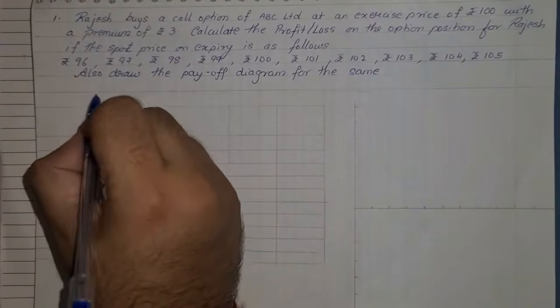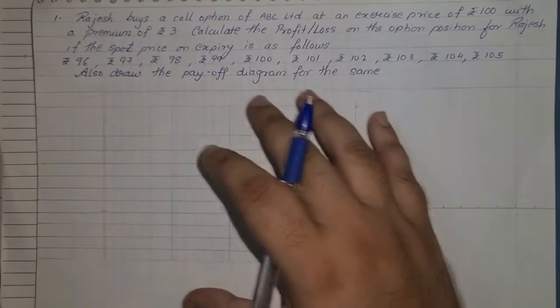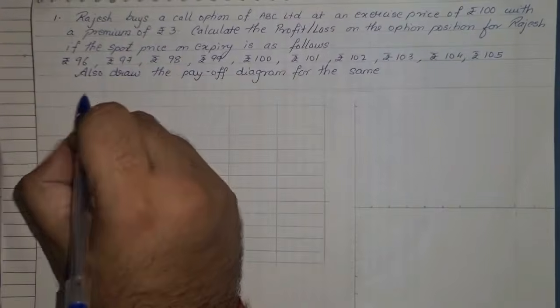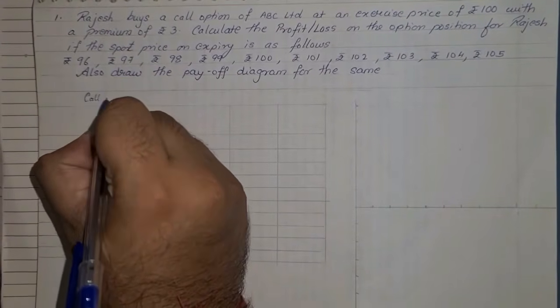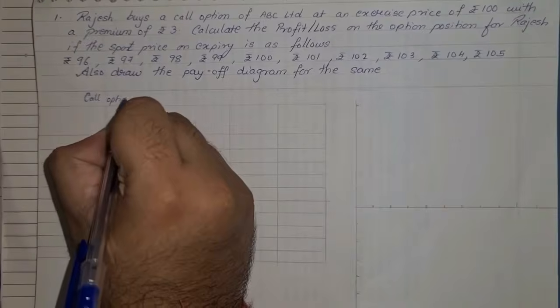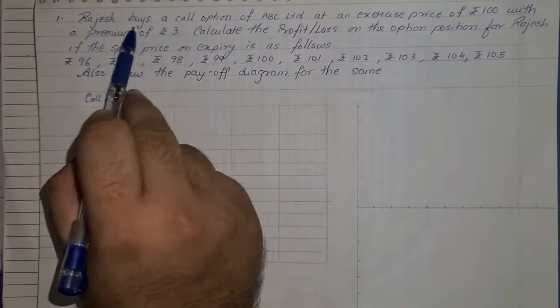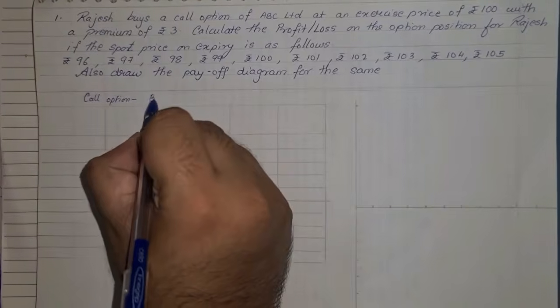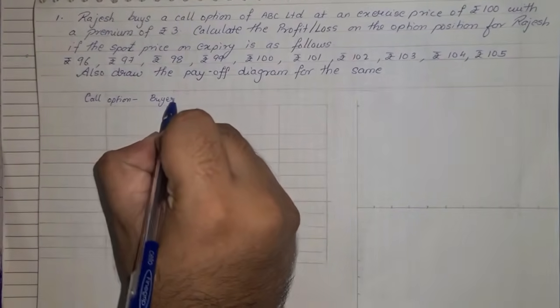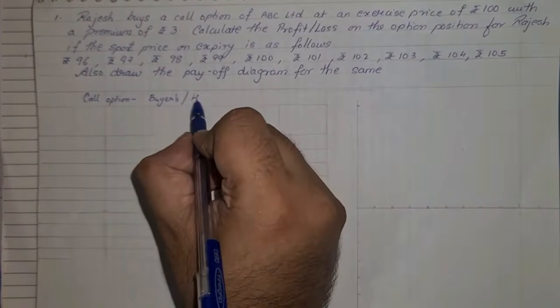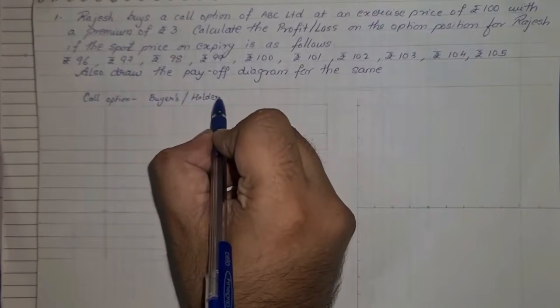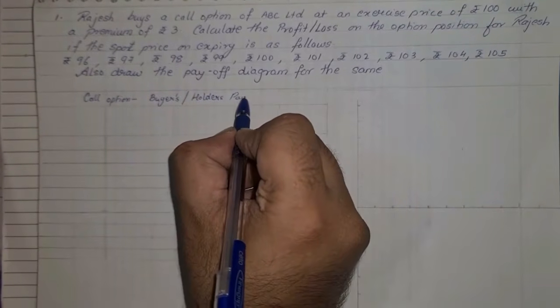So first of all, we'll just note down the heading. We'll have to first create a table, but before the table, we'll note down the heading of the table. So it will be called the sum is based on call option. So we'll note down call option, now there is a buy call in this. So we'll write here buyer's or holder's payoff.